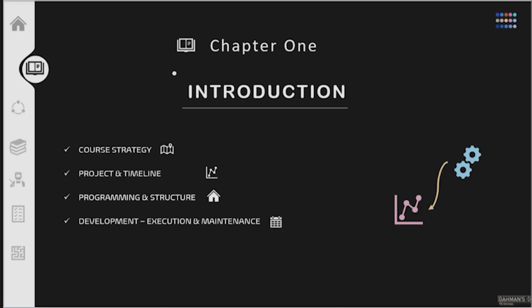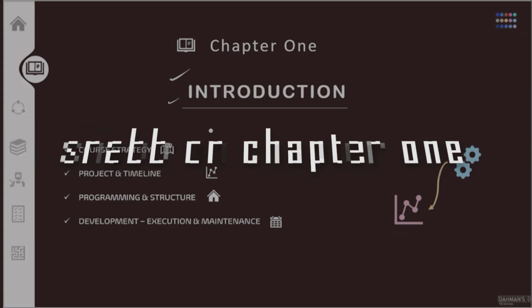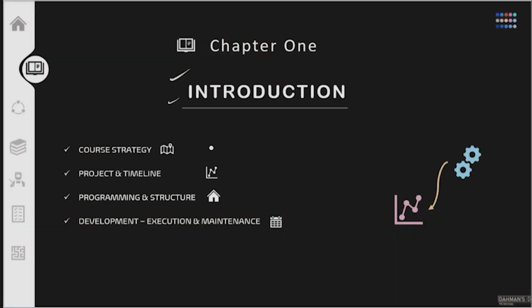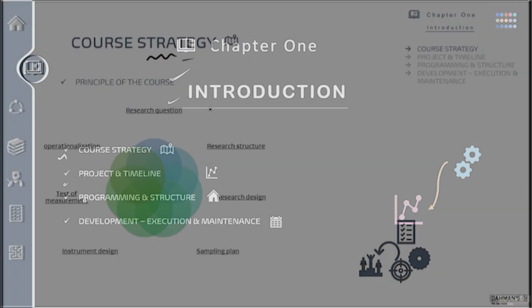Hi, welcome back. So we are in chapter 1, introduction. In this chapter, we're going to be looking at a number of outlines to establish the mechanism of this book. First of all, we'll be looking at the course strategy, and then we will be looking at project and timeline.